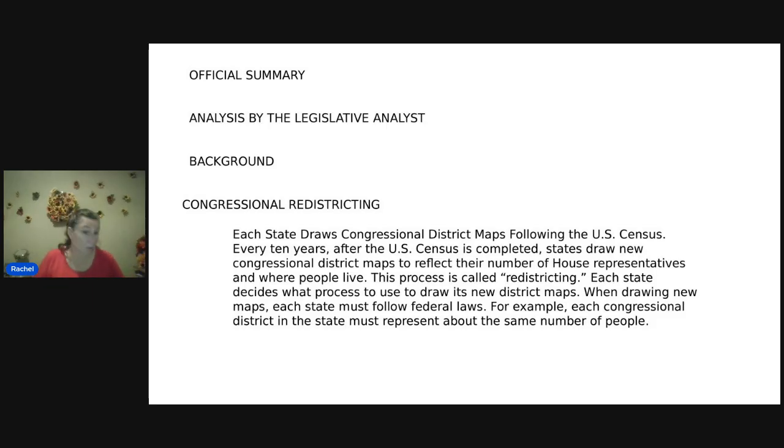Or let's say more people moved out of the Valley. Our district might be a little larger now because we have to have the same number of people. This process is called redistricting, and each state decides what process to use to draw new district maps. When drawing new maps, states must follow some federal laws. For example, each congressional district in the state must represent about the same number of people. So they can't have a district that represents one community and then another one that represents a whole bunch of other communities.